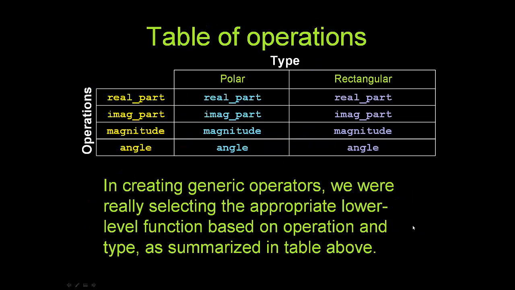All right, so let's take a look at this chart. There are 4 operations: real part, imaginary part, magnitude and angle. And there are 2 kinds of data representation, the polar and the rectangular. Each of them has its own real part, imaginary part, magnitude, angle functions. You don't have to care about the names. You put them into this table, and every time you want an operation, for example real part, you check the data and pick out the function that you need from this table.